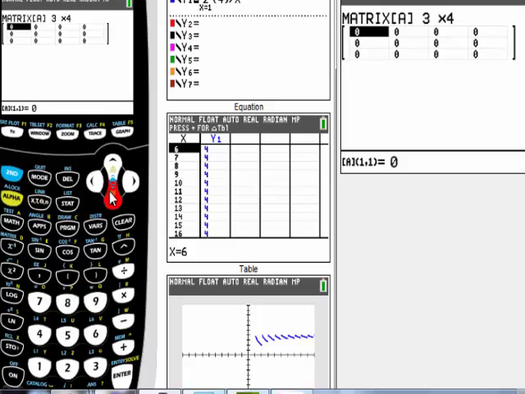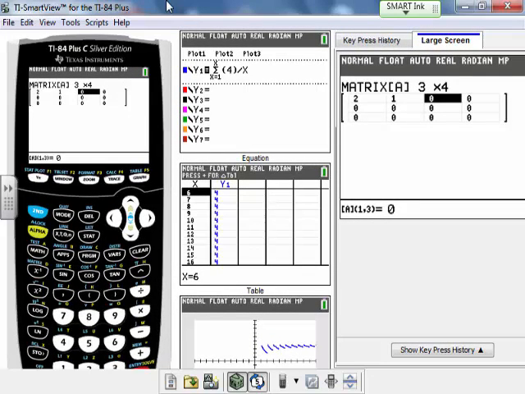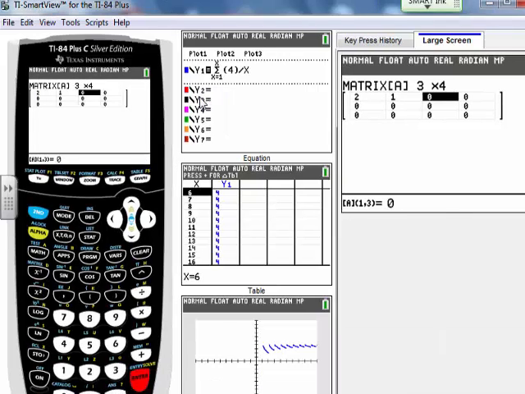So our coefficients were 2, and then we have a 1, and then a 0. Of course, I can't see my 0 here. Let's see if we can put the 0 in. All right, it worked. And then we have another 0.